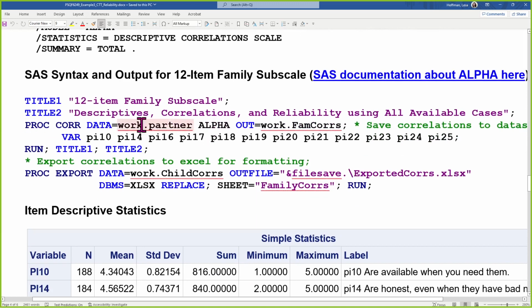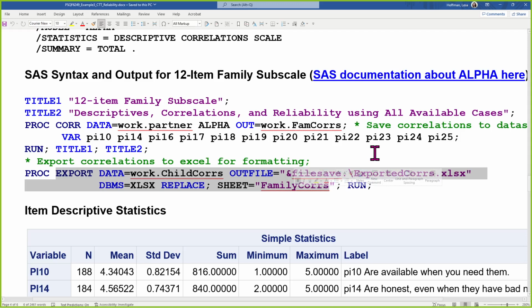In SAS, proc corr does all of that. It spits out descriptives, correlations, and if you include the keyword alpha, it does that stuff too. I have added a step to save the correlation matrix out as a SAS data set and then export it into Excel. I have the exported files as well as my formatted versions in the download folder. So that's how I made the pretty color pictures.